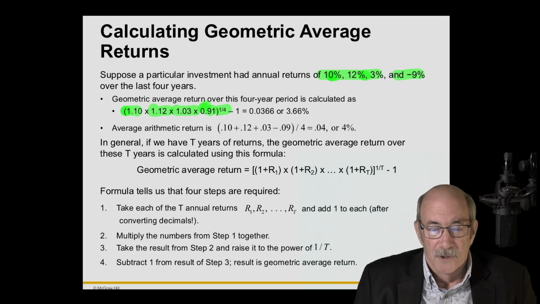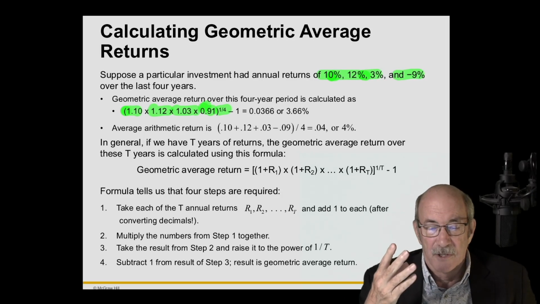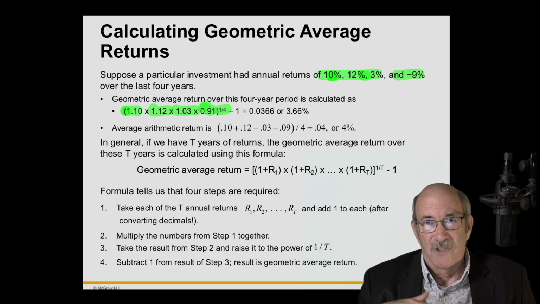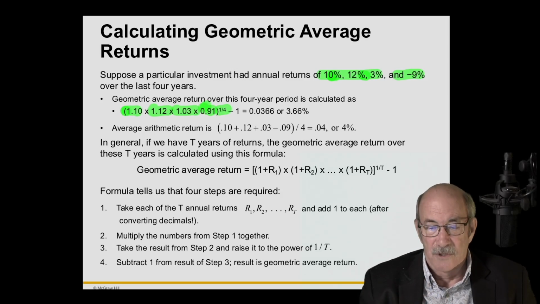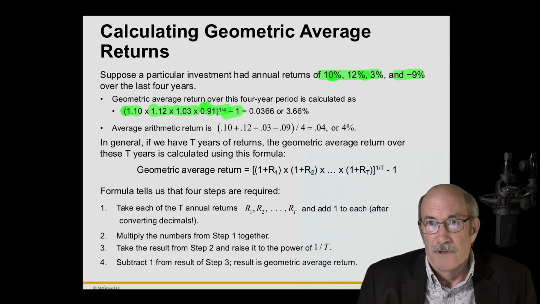to the 4th root. Why the 4th root? Because we have 4 observations. If we had 5, we'd take it to the 5th root. If we had 6, we'd take it to the 6th root, and so on. And then that result, we still have to do something else to it. We have to subtract 1 from that result. And in this case, you'll end up with 0.0366, or 3.66%, is the geometric average for that series of returns.